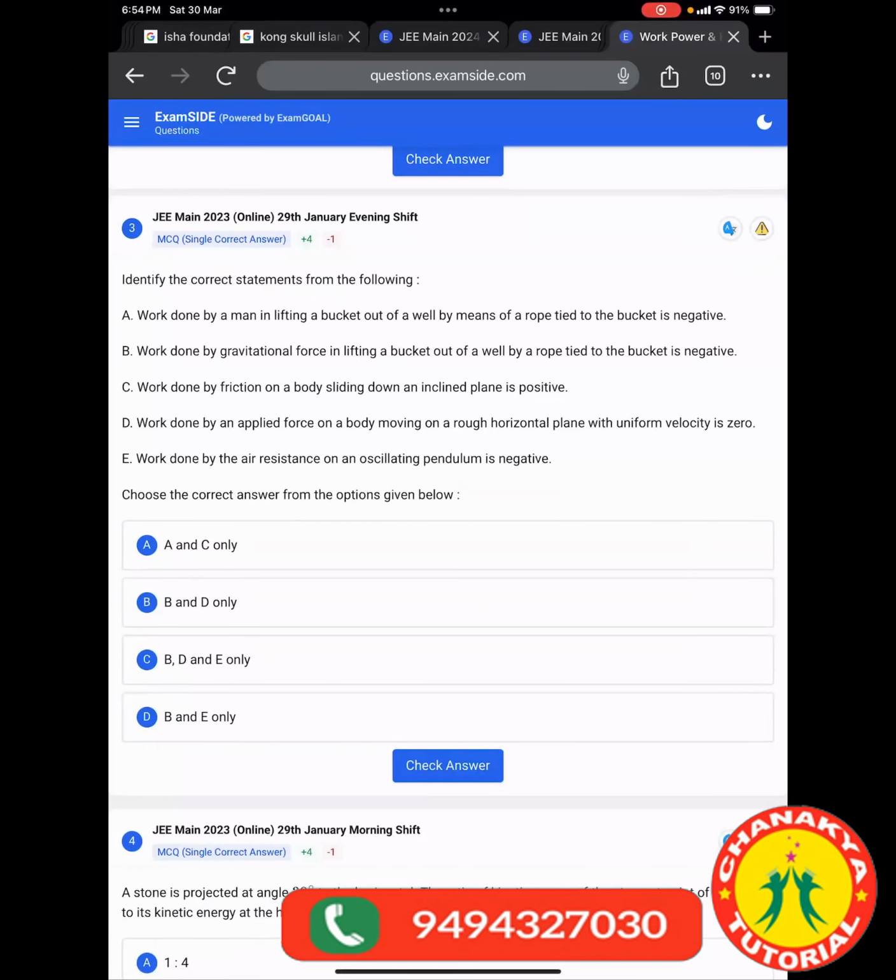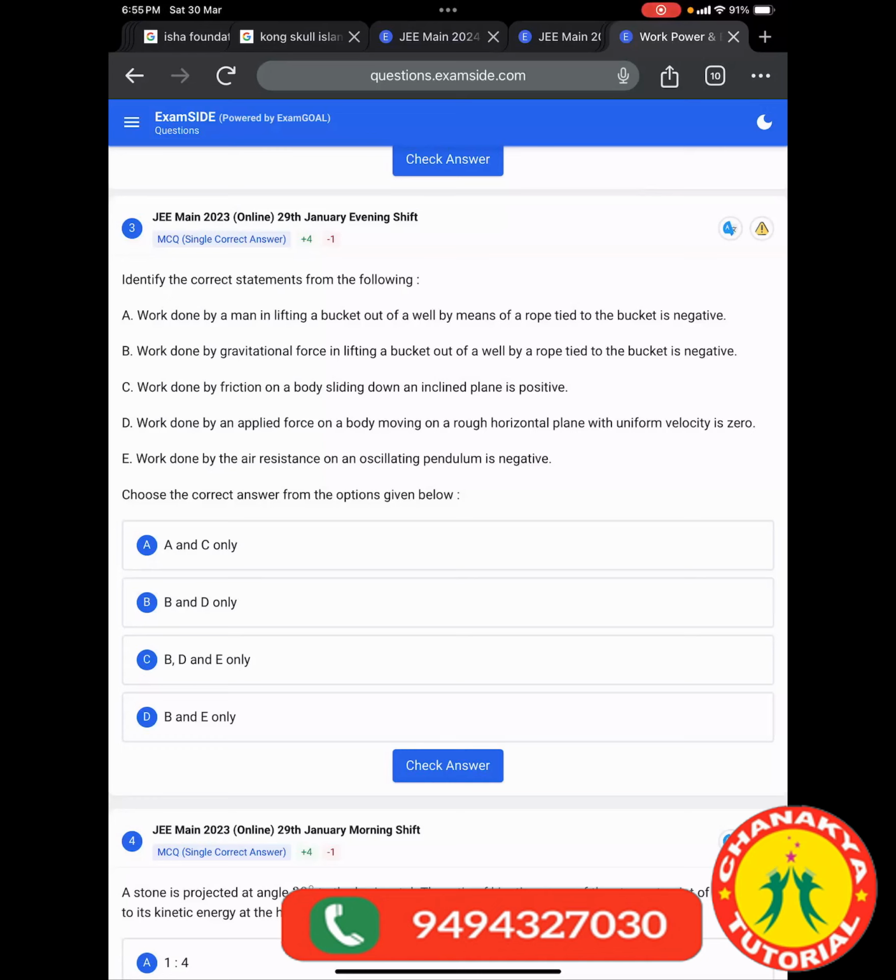Work done by a man in lifting a bucket out of a well by means of a rope tied to the bucket is negative. No, it's wrong. But actually, the answer for A is 0 because he is not touching the bucket, right? I told you, the displacement of the point of application of the force matters. The man is not touching the bucket, so the work done is 0 for option A. Everyone understanding what I'm trying to say? If you're not understanding, tell me. I will teach it again.